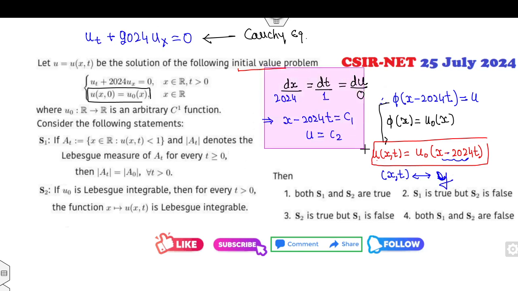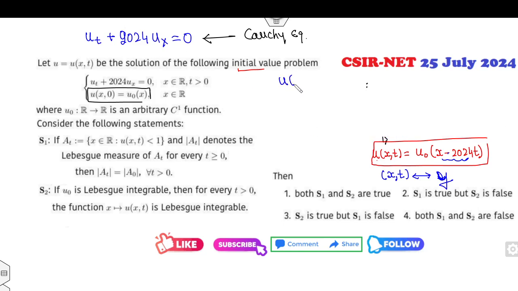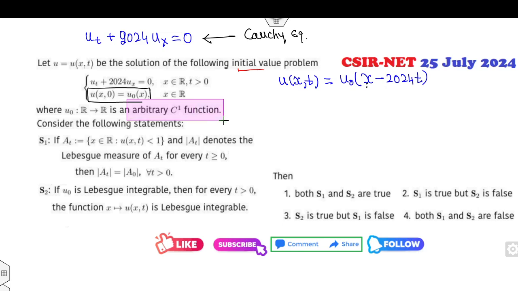Now that's over. Now I can write this solution on this side, so that I can take the options and discard the wrong options: u of x minus 2024 t. Now what is the u? U is any arbitrary continuously differentiable function. So what is a continuously differentiable function? I can choose a linear function, this is my x, or you can choose a quadratic function, a cubic function, or a sin x function, but the easiest one is sin x.